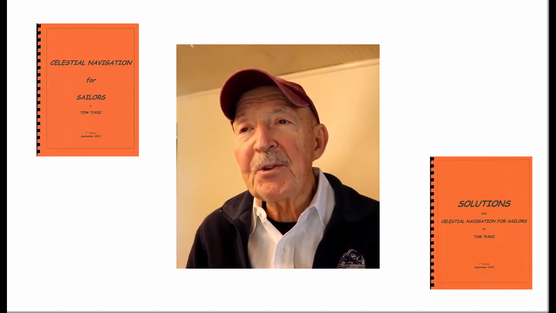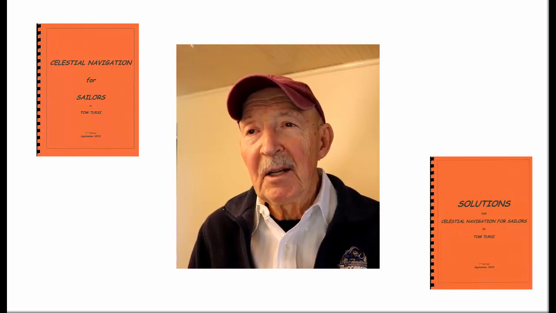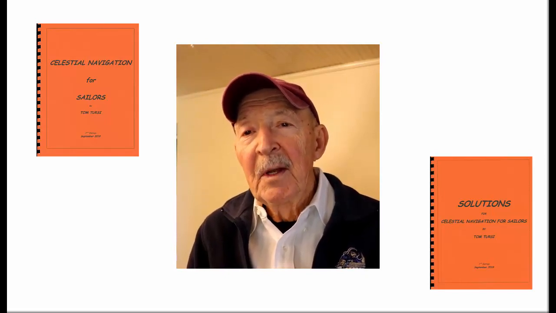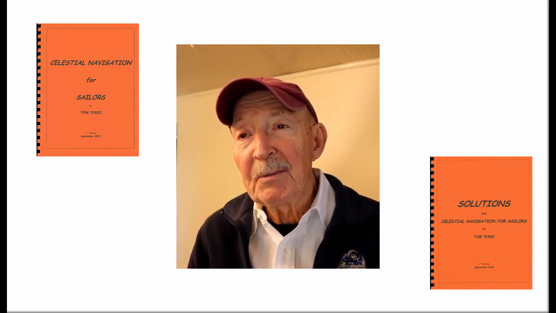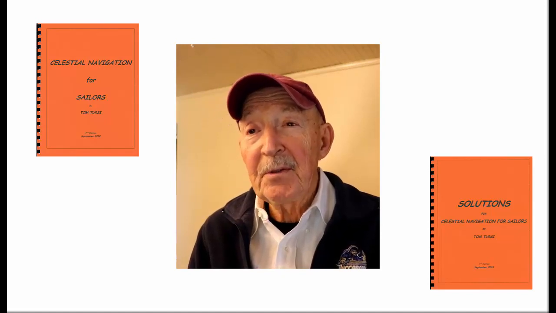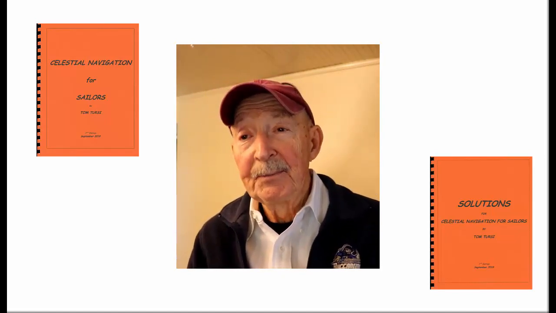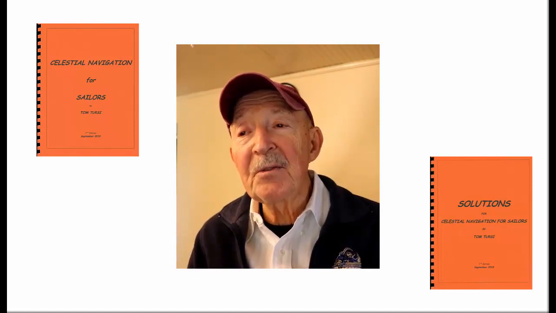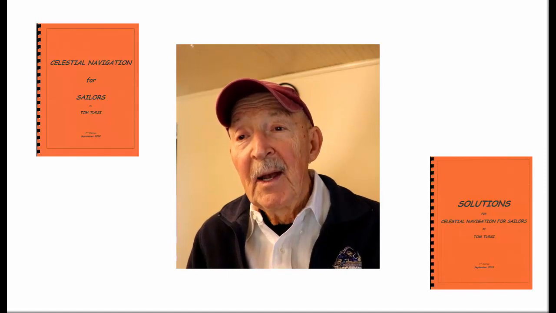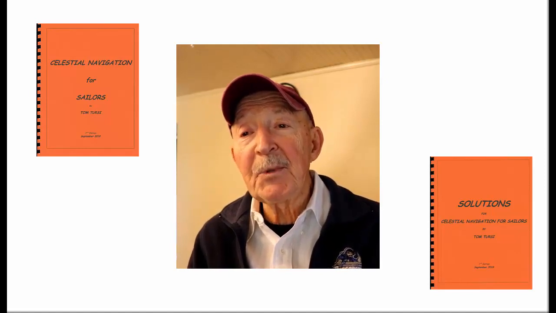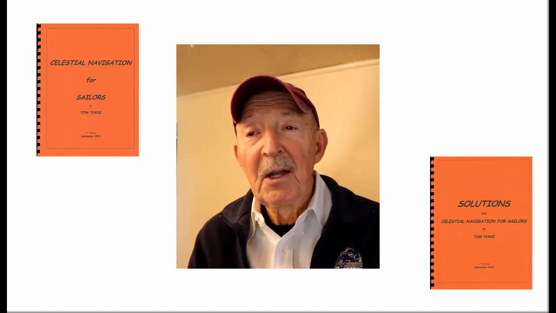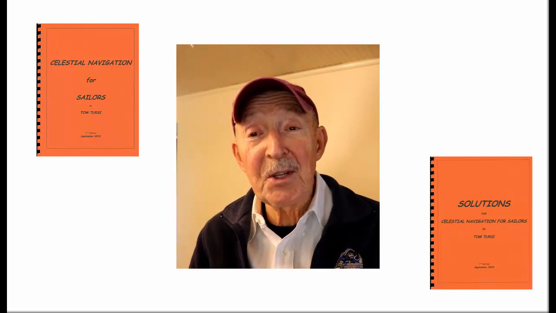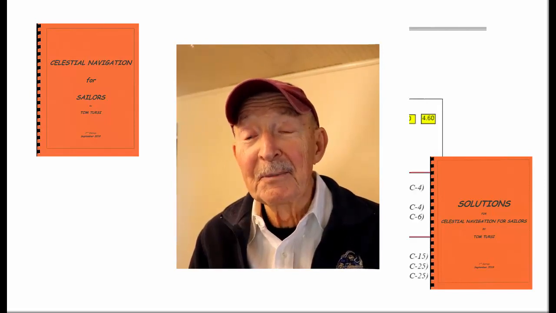This video demonstrates the detailed calculations needed to convert a celestial shot of the sun into a line of position for your navigation plotting sheet. It follows a sample problem contained in our Celestial Navigation for Sailors textbook, and it provides detailed step-by-step descriptions and graphics illustrating the process. I hope you enjoy it, and I hope you find it helpful for your future navigation at sea. Let's take a look.